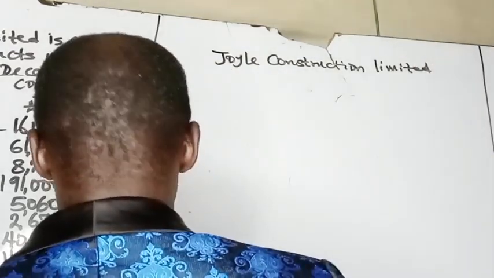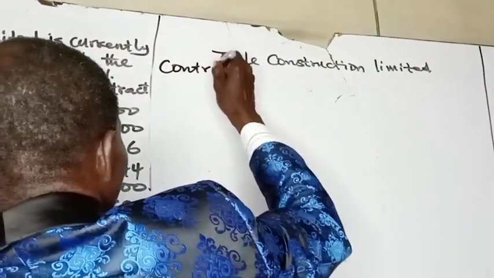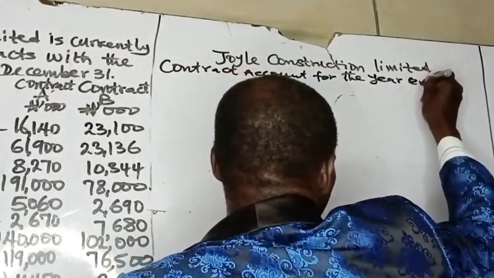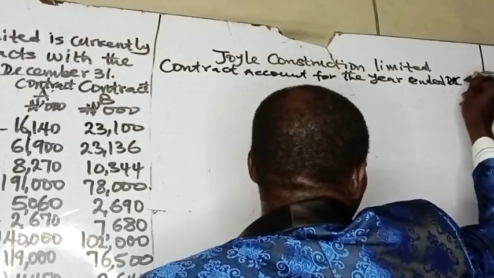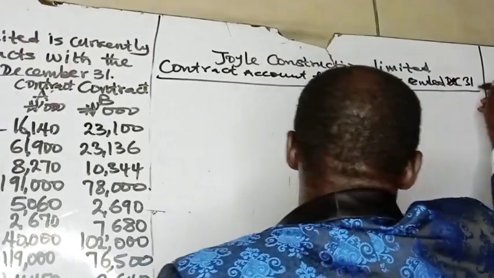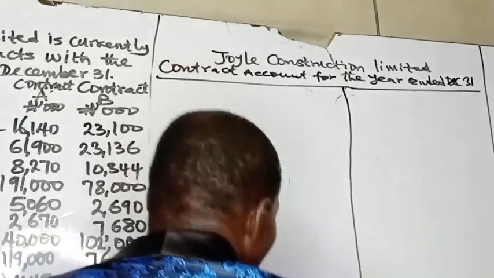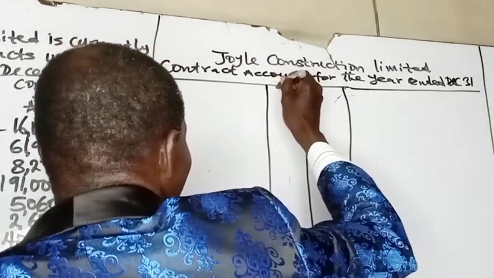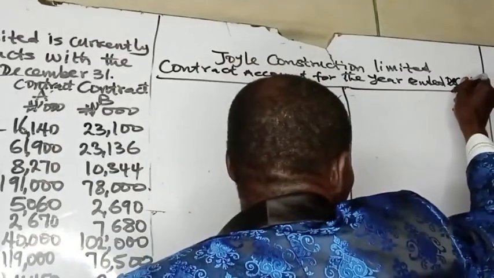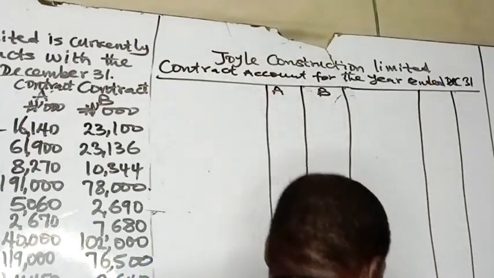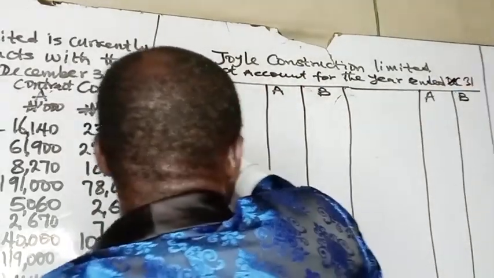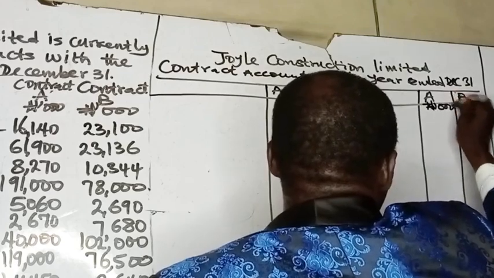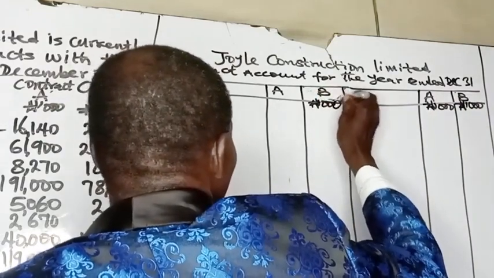So you want to prepare the contract account for the year ended December 31st. The year was not stated. You have to prepare for contract A and B in columnar form. Let me have a column for contract A and a column for contract B. Also a column for contract A, a column for contract B. Amount in 1,000 naira.